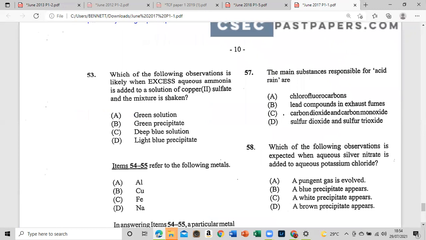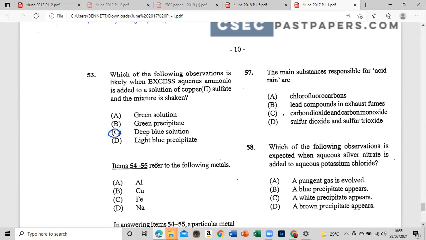We're on to 53. Which of the following observations is likely when excess aqueous ammonia is added to a solution of copper 2 sulfate and the mixture is shaken? Is it A, green solution, B, green precipitate, C, deep blue solution, or is it D, light blue precipitate? And 53 is C, the deep blue.